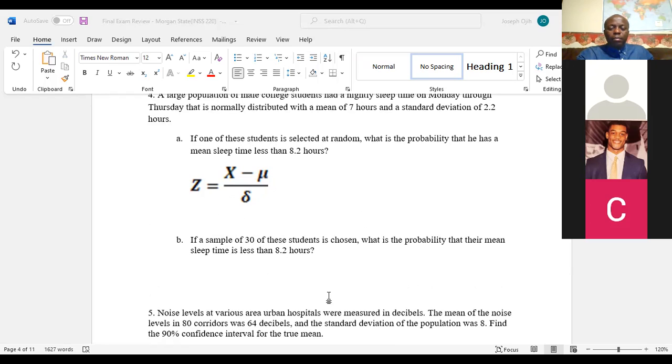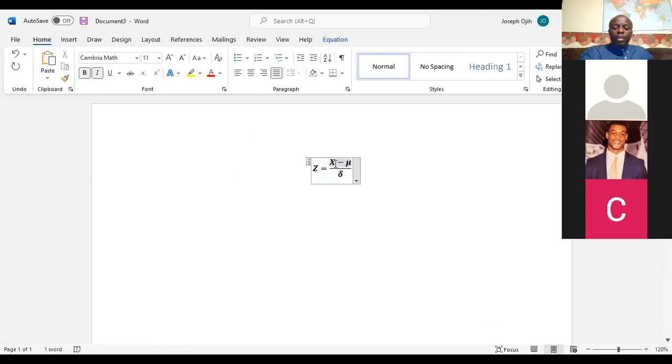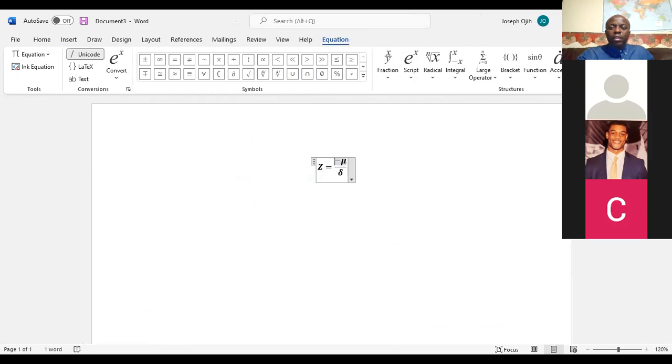They give you a sample mean this time. So you have Z equals the sample mean, which we can get from the equation here. The sample mean is this X bar, minus the population mean, then divided by the standard deviation over the square root of n, because they give us a sample size. So we have it right here. This is the formula we use for the second part of the question, because they give us a sample size.